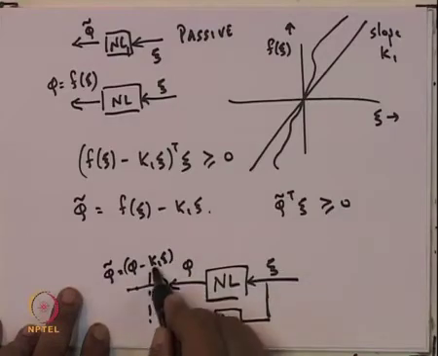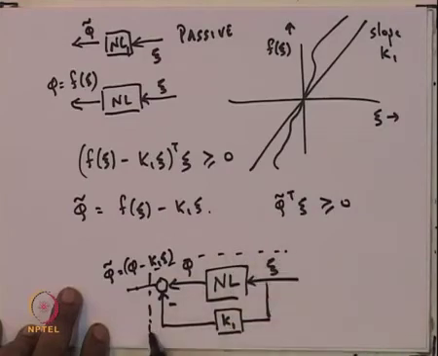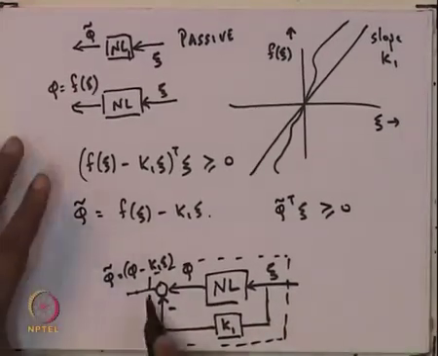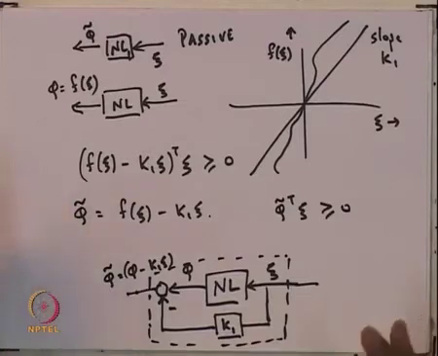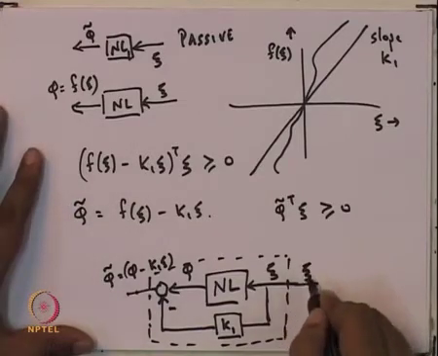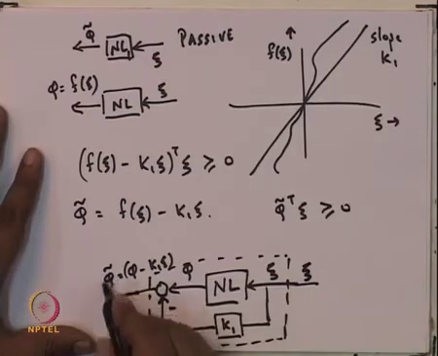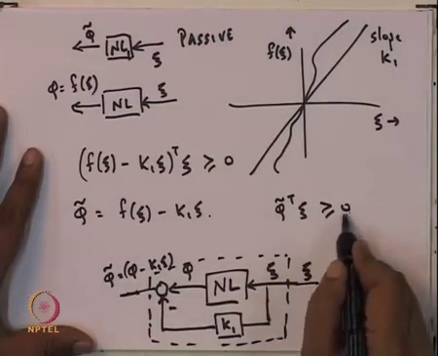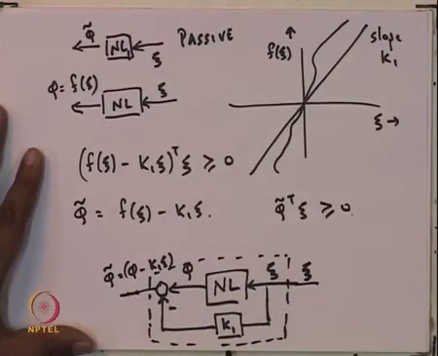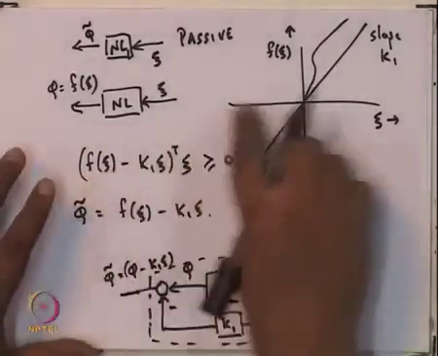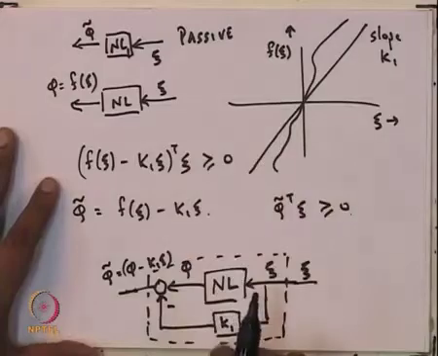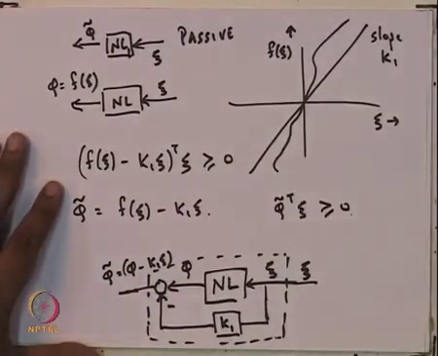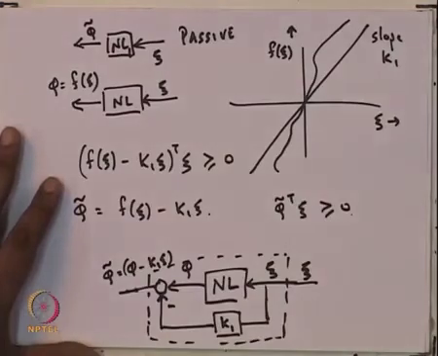And so, now if I think of what is in this dotted box as my new nonlinearity, it has as its input psi and as its output phi tilde, and this phi tilde transpose psi is greater than or equal to 0. So, this resulting nonlinearity is in fact passive. Now, therefore, this resulting nonlinearity, if it is connected in a feedback loop with a plant which is strictly positive real, then the resulting system is asymptotically stable.